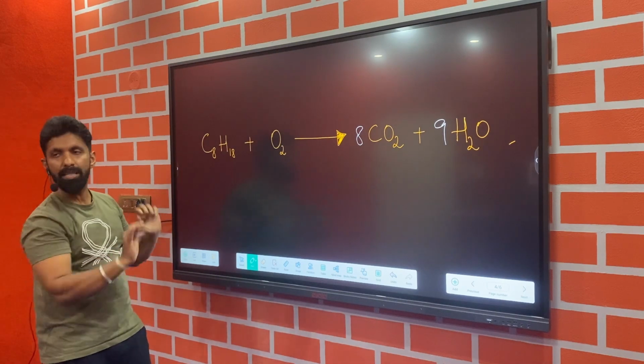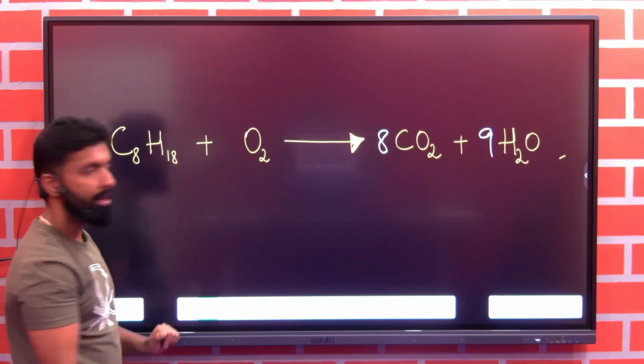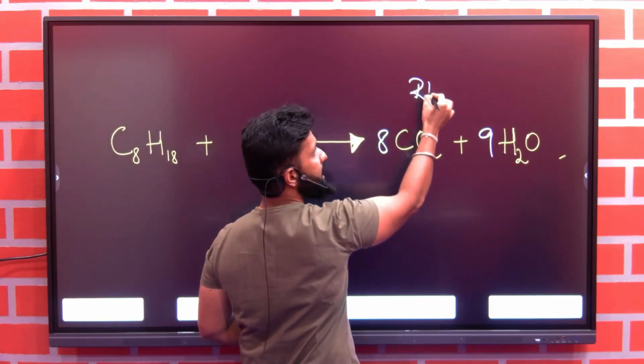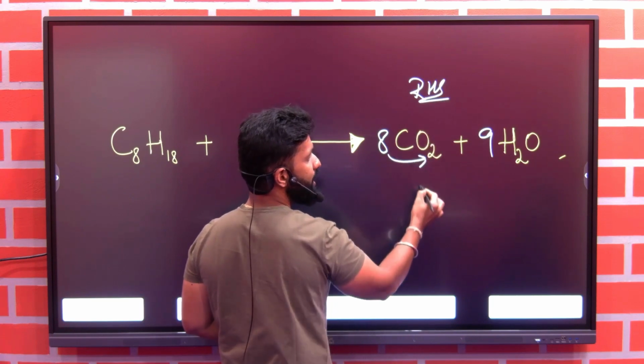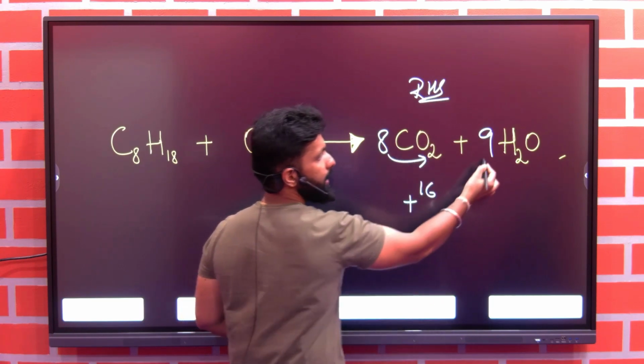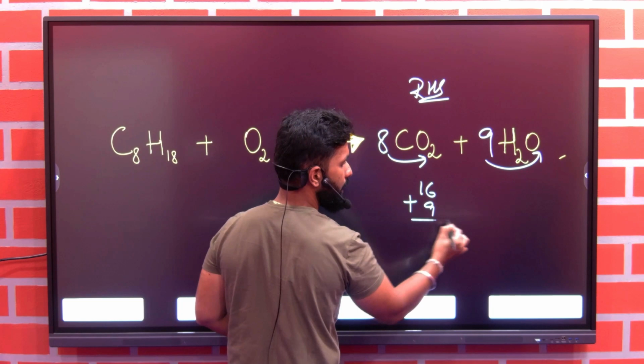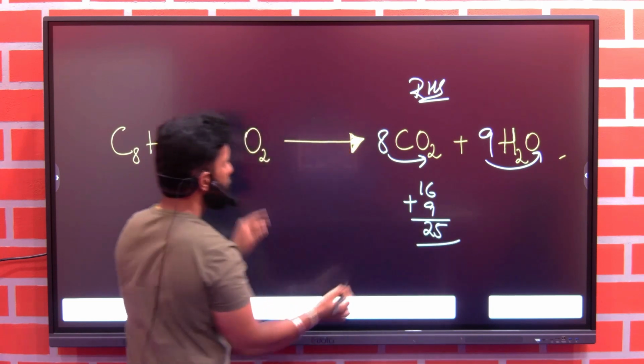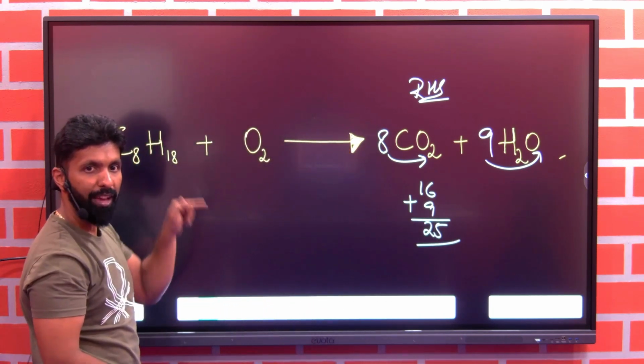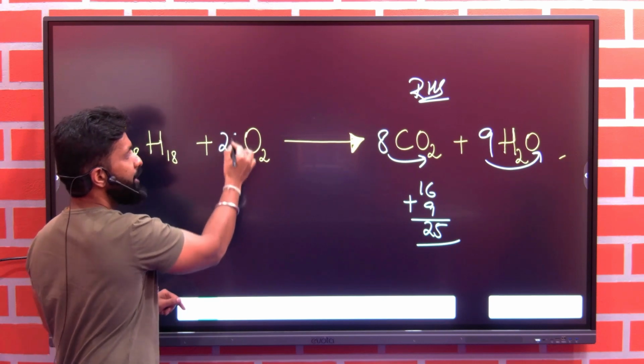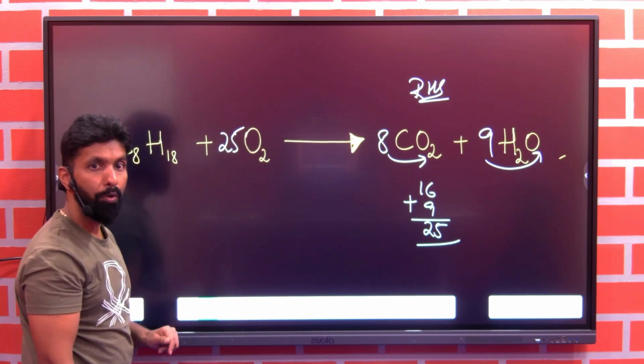Yes, everything is balanced except for oxygen. So start counting the oxygens on the right hand side. 8 twos are 16, 9 ones are 9. So you have 25. So what into 2 is 25? 25 by 2. So 25 here, by 2 in my mind. What do I do with the by 2?